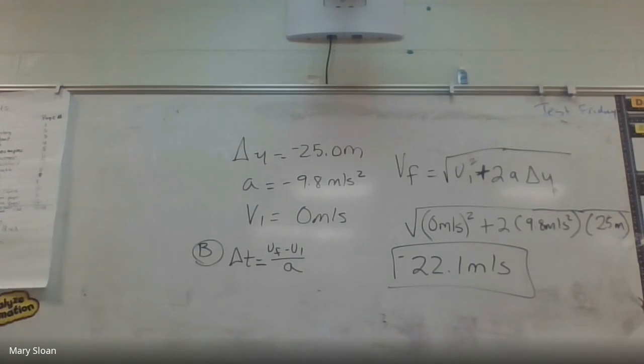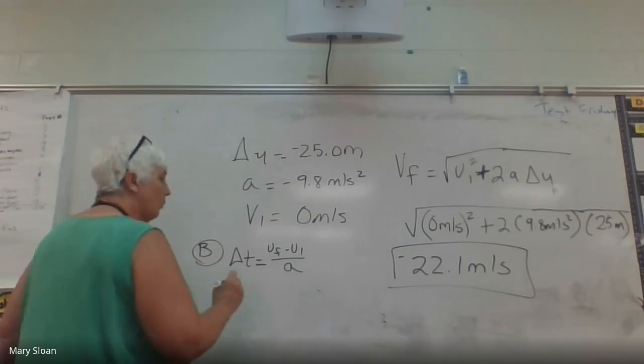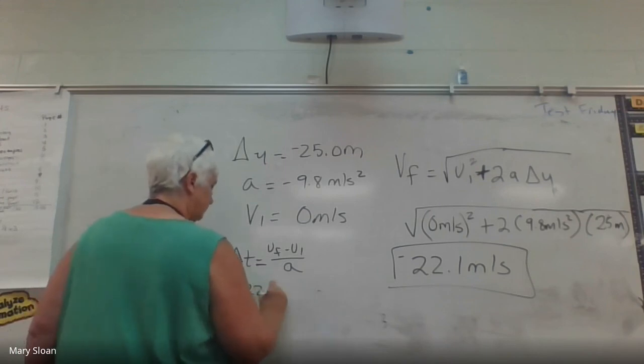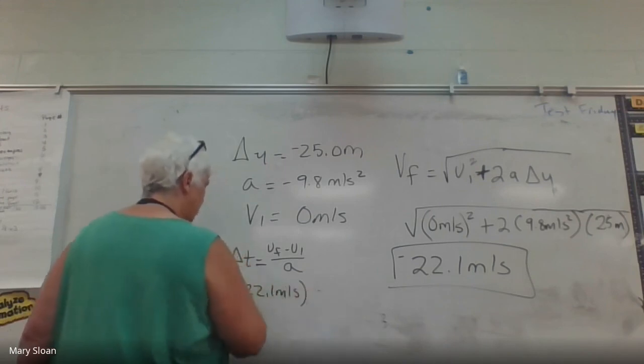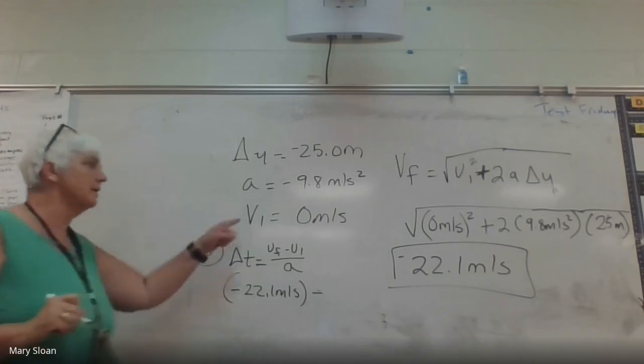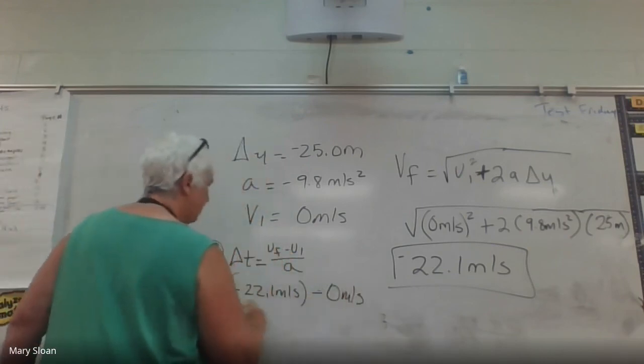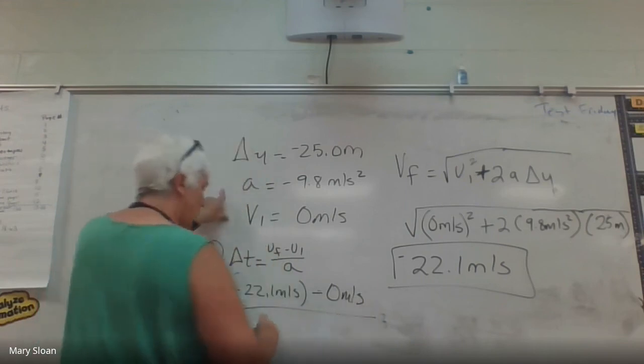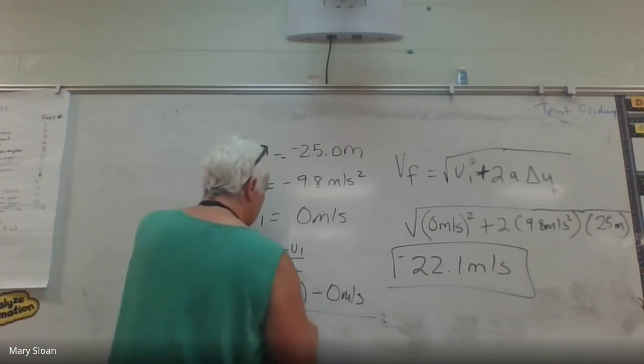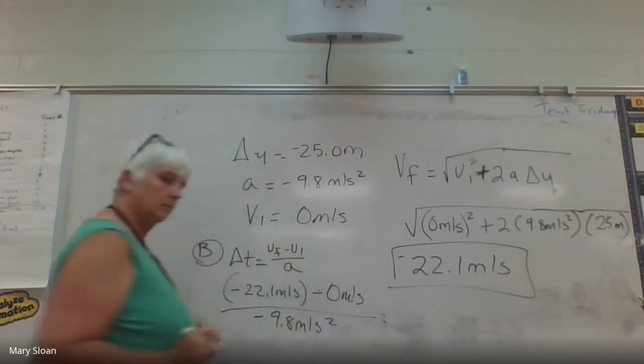My velocity final is negative 22.1, right? Meters per second. I'm going to subtract that by my velocity initial, which is 0. And I'm going to divide that by my acceleration, which is negative 9.8 meters per second squared.